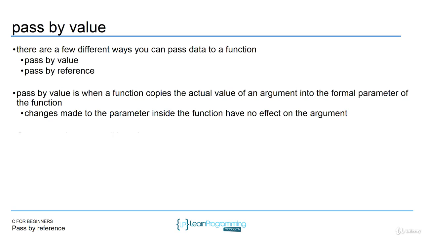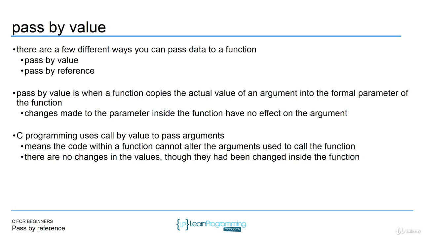Pass by value is when a function copies the actual value of an argument into the formal parameter of the function. And this is why if you have an integer, a float, or a double, and you pass that in as an argument to a function, that actual variable doesn't get modified outside the function because it's copied. So changes made to the parameter inside the function have no effect on the argument. The argument being passed in does not get modified. Right? So it almost acts like a local variable because it's a copy. How it's actually happening under the hood is it's being copied and passed to the function.